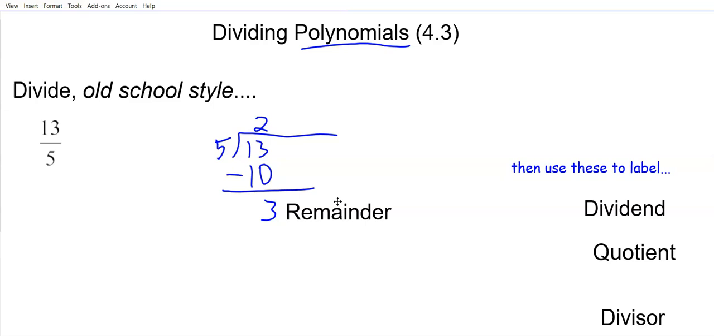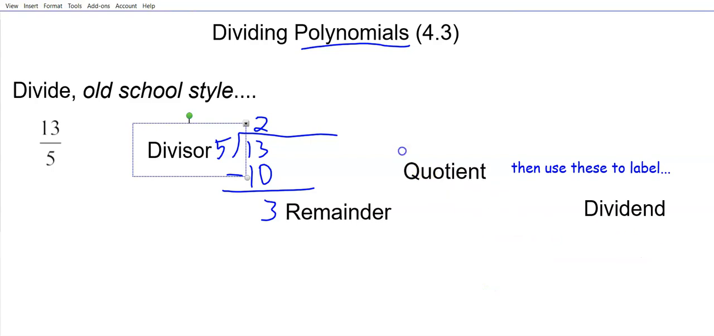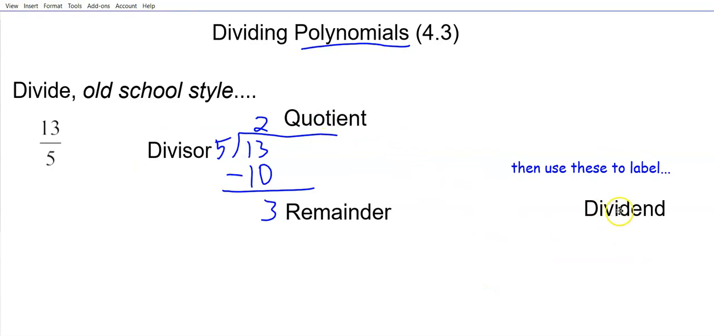That's the remainder. And if you remember what these other numbers are, maybe you know that the divisor is what we divide by. So that would be the 5. The quotient is kind of our answer, which is 2. The dividend is the number we're dividing by something. So that's the dividend. I say all that to say, I want your answer written in this form.